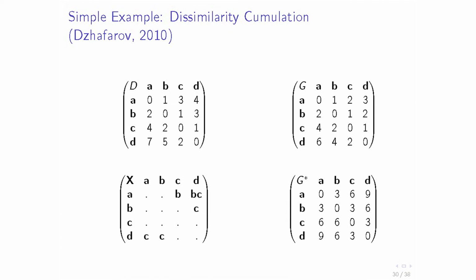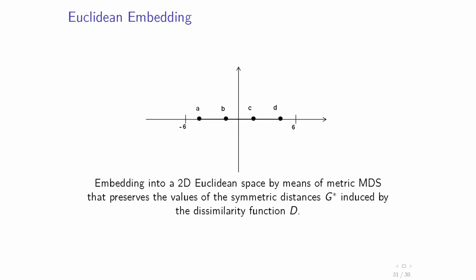And if we do the symmetrization by adding these corresponding cells, we would come up with this Fechnerian metric, which can easily be implemented in a one-dimensional Euclidean space, actually. This is a 2D presentation, but here you see the representation that preserves the values of these symmetric distances induced by the dissimilarity function in this example.